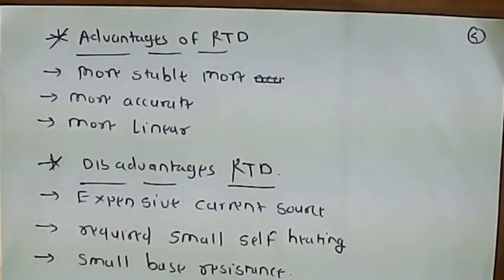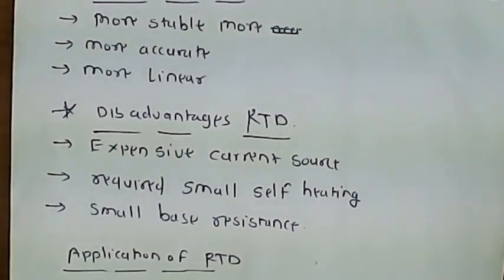Now we can see the various advantages and disadvantages of an RTD. So the first advantage is that it is more stable, more accurate and more linear during its operation. If you observe the previous graph, it is more stable, more accurate and more linear during the whole operation. And the disadvantages? First, it is expensive, a current source is required, a small self-heating is required, as well as protection from external heat. The sheath is provided, as we already saw in the construction.